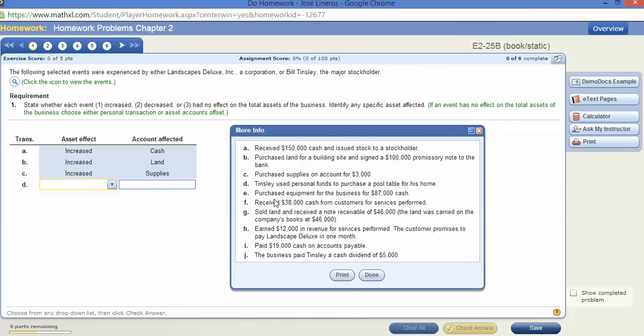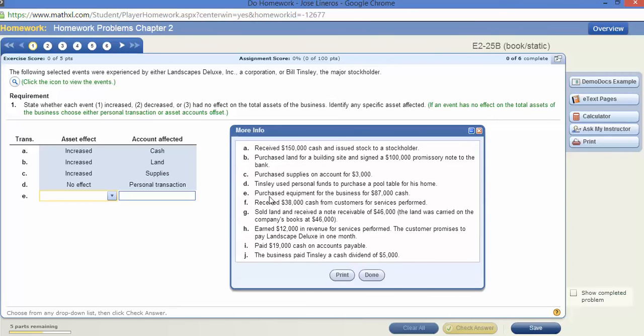Let's go to the fourth one. Tinsley used personal funds. Remember, Tinsley here is the major stockholder. Personal funds means money that is not dedicated to the business at all, to purchase a pool table for his home. Well, that's not going to have any effect on the assets of the business. This is a personal, private situation. It says here either classified as a personal transaction or an asset accounts offset. This is clearly a personal transaction.